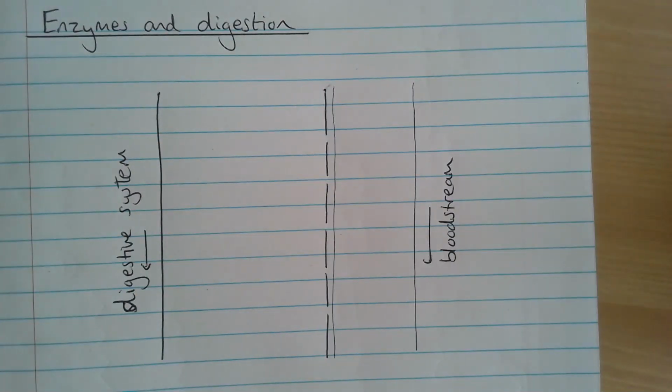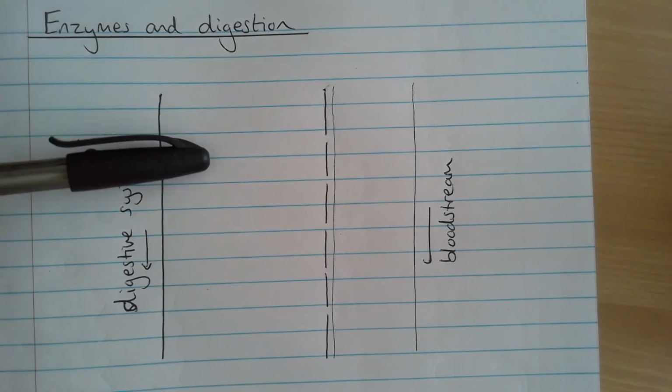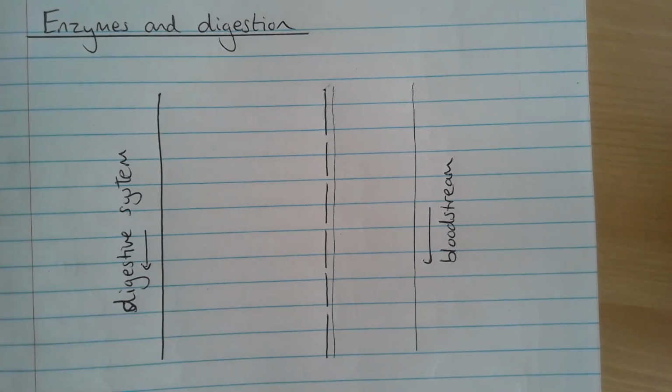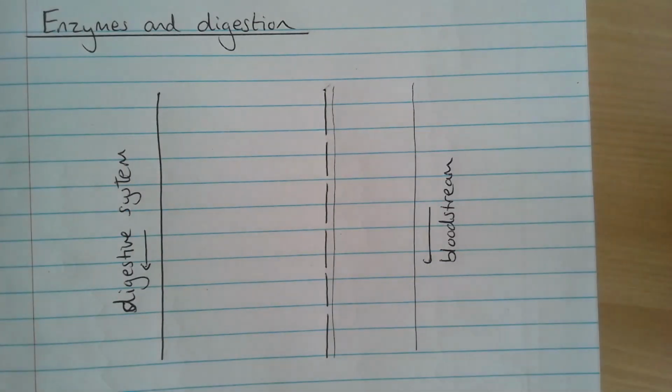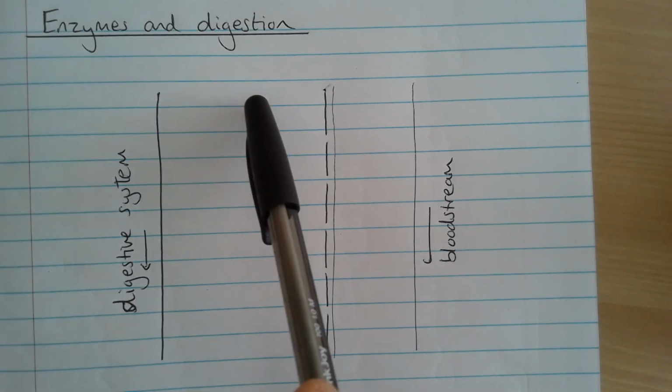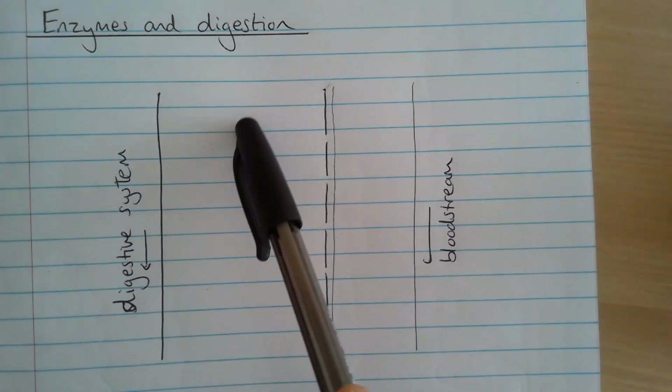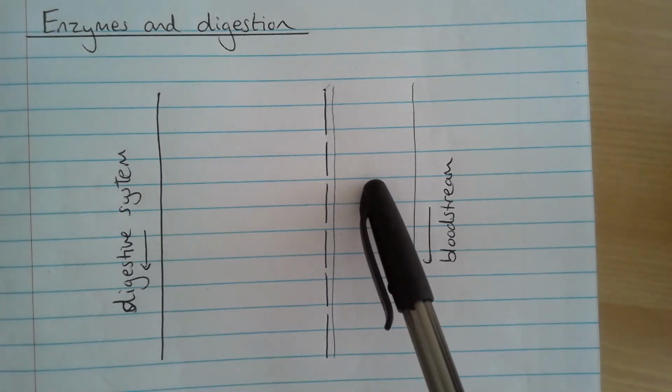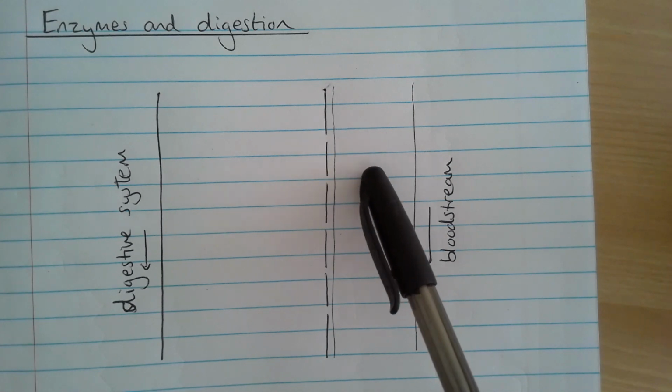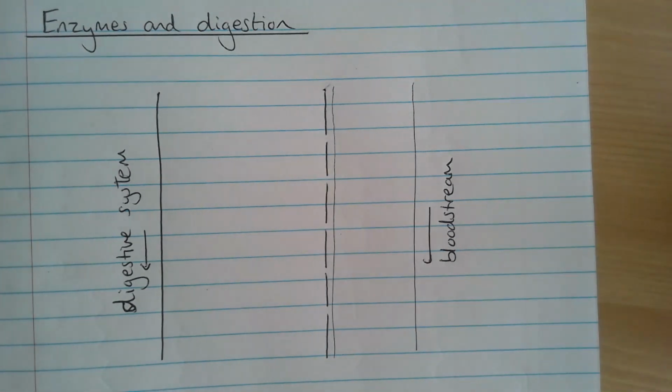So today we're going to have a look at the role of enzymes in digestion. We've already looked at the digestive system and we know that there's lots of parts to it, but the really important idea is that the digestive system is basically a very, very long tube, and running very close to the digestive system is the bloodstream. And the whole idea of enzymes in digestion is to be able to get the food molecules that we eat from the digestive system into the bloodstream.